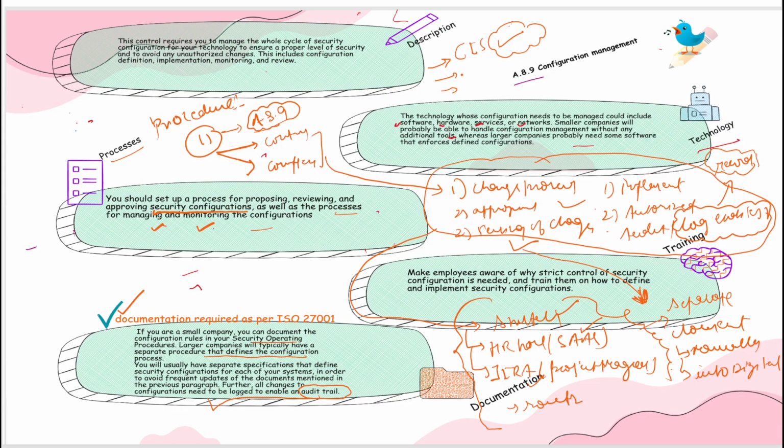So this is all about this control, that is 8.9 configuration management, and both controls which we have talked about today are part of the category of technology controls. Okay.